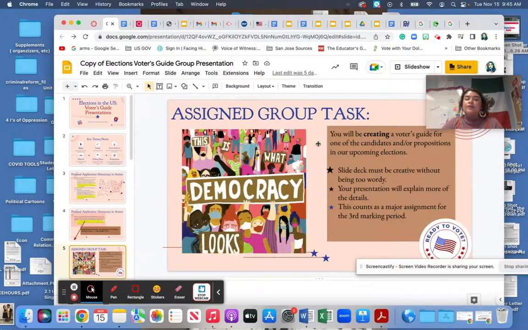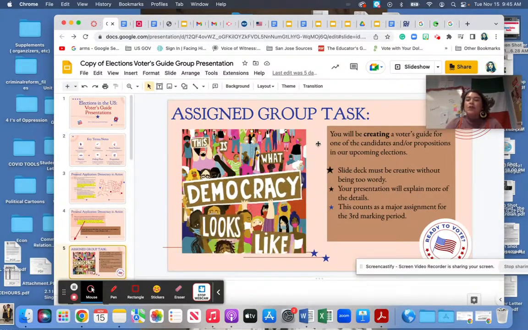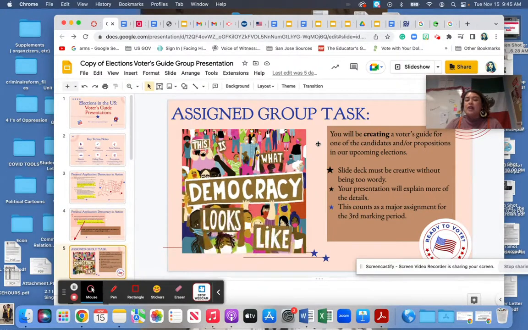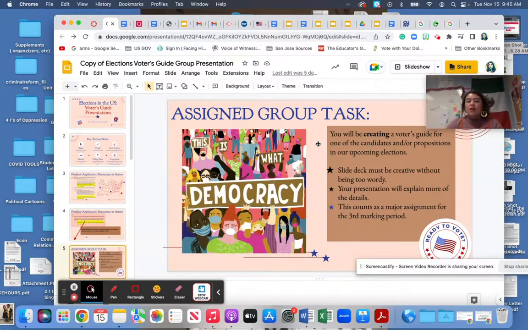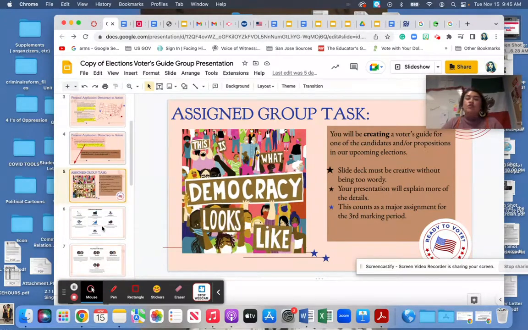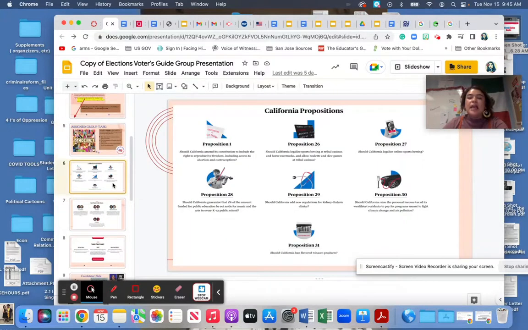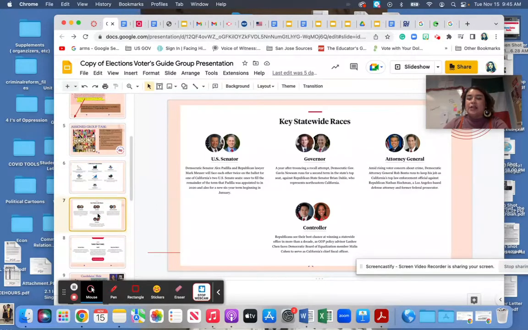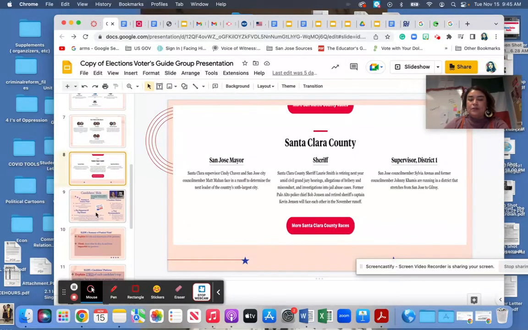And here's a task. Once you figure out who the people from your city are, you're going to be creating a voter's guide of a candidate or a proposition, or you can do both. The slides must be creative without being too wordy. Not many words, just good summarizations. And here are the California propositions. Here are the candidates that are running. And here is our Santa Clara County.